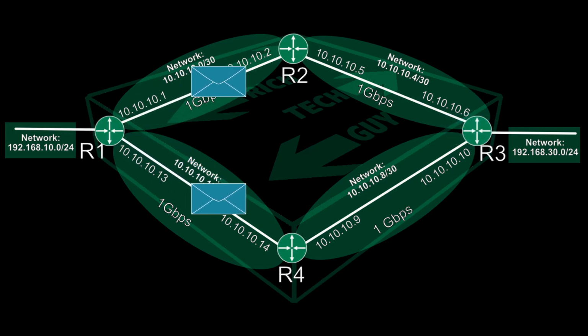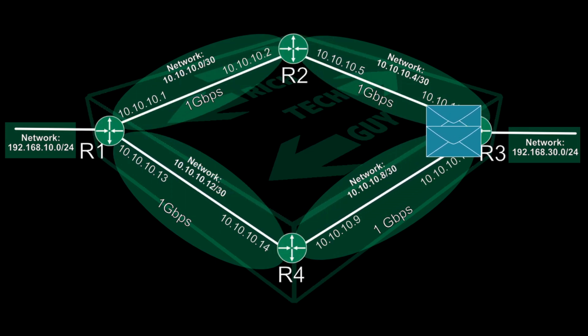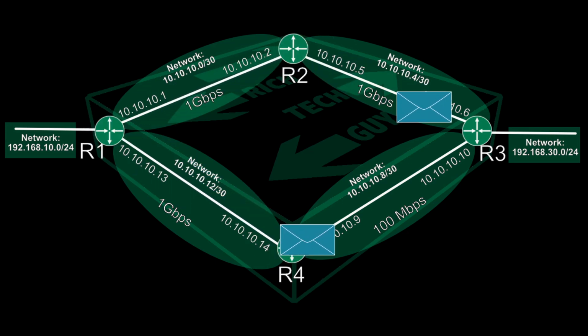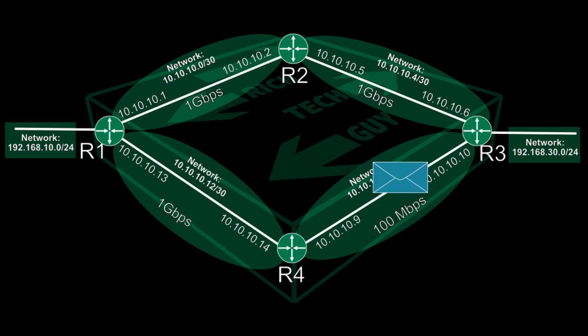If all links are working and all links are 1 gigabit links, there's no problem. But what if the link between routers 3 and 4 is a 100 megabit link? The standard static route configuration will not account for one link being slower, and router 1 will still continue to load balance across both paths, even though the packets sent on the link between 3 and 4 will travel slower.